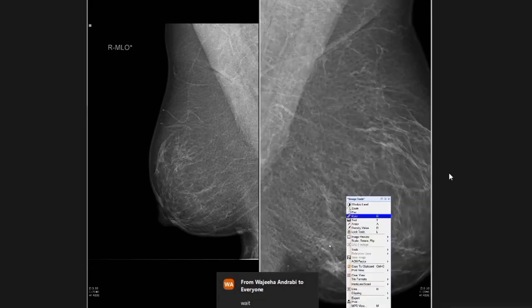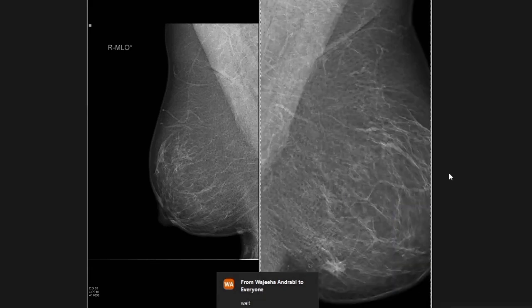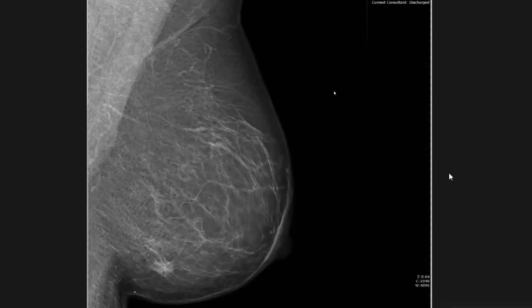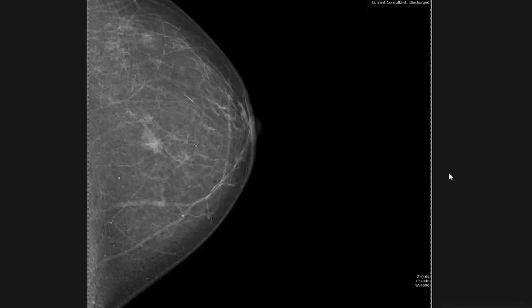I can see that the skin thickness is normal, and there is no skin or nipple retraction. Yes, I think there's probably a tiny focus of calcification at the site of that lesion. So I would complete this study by looking at the CC view also. I would request for the CC views of the left breast.